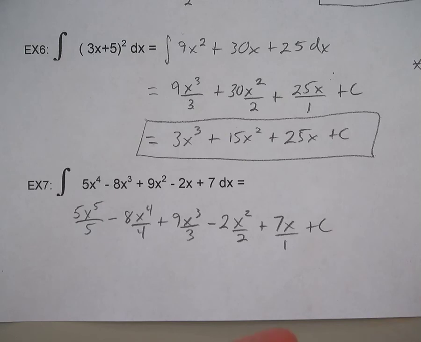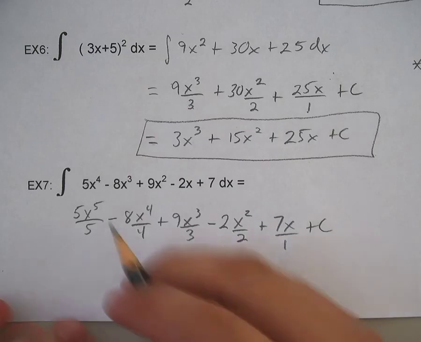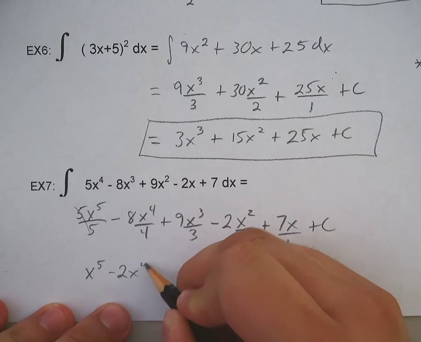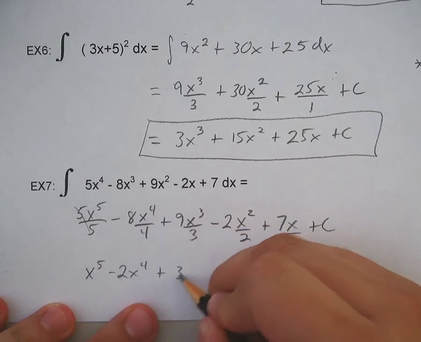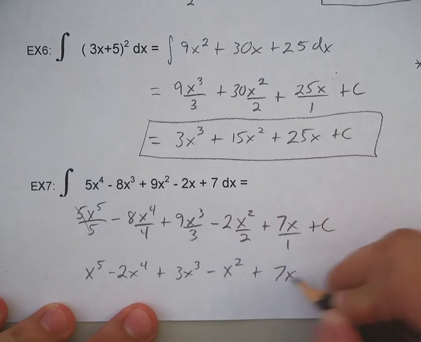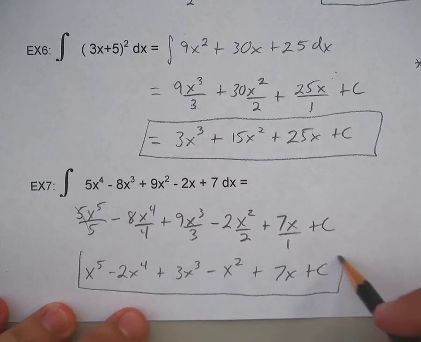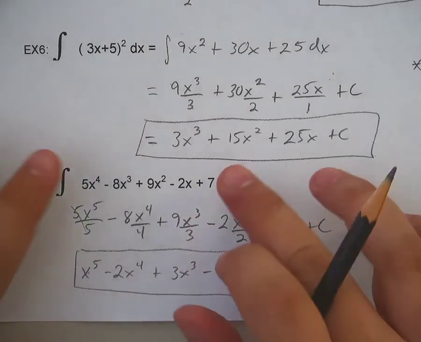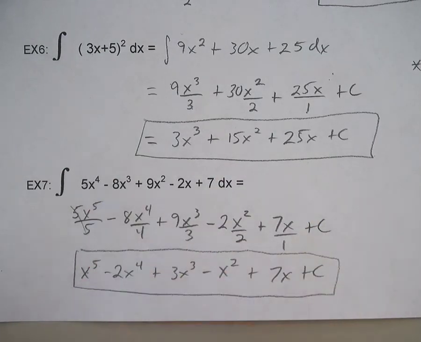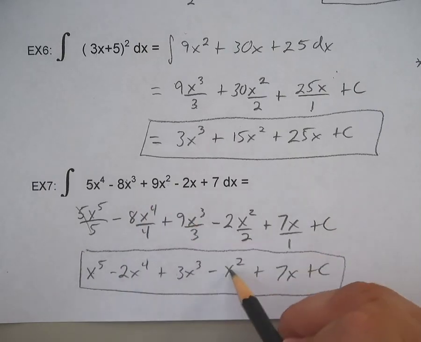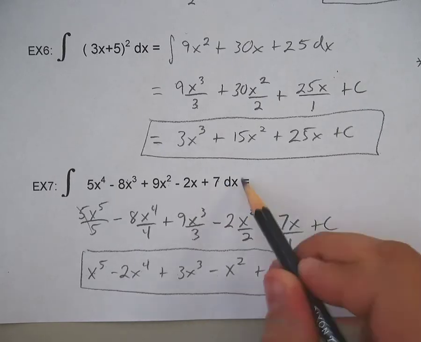Notice that every time I did it, I just go ahead and bring down that coefficient. That way I don't have to worry about rewriting it. These will simplify. You get x to the 5th, 2x to the 4th, 3x cubed, x squared, 7x, and c. Now I'm going to go back and check it. What's the derivative of this? I should get what's inside the integral. 5x to the 4th, perfect. Negative 8x to the 3rd, perfect. 9x squared, perfect. 2x, perfect. 7 and 0, perfect.